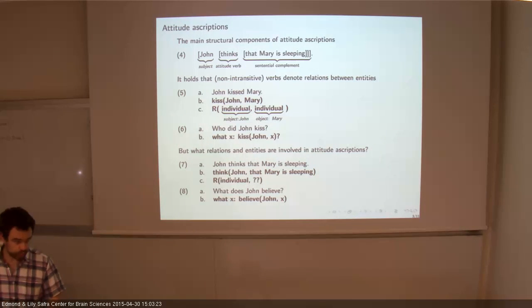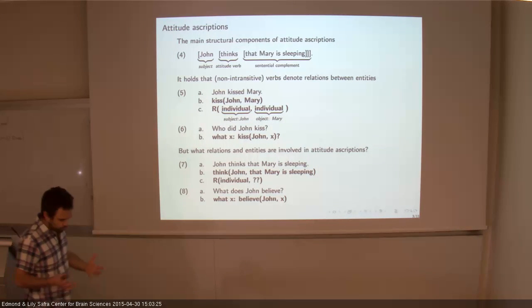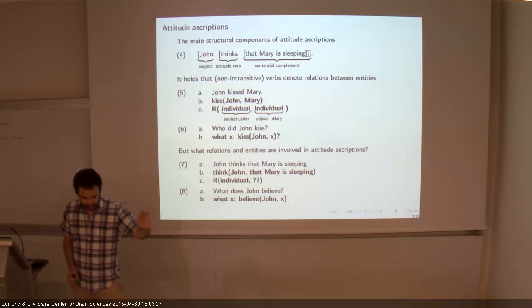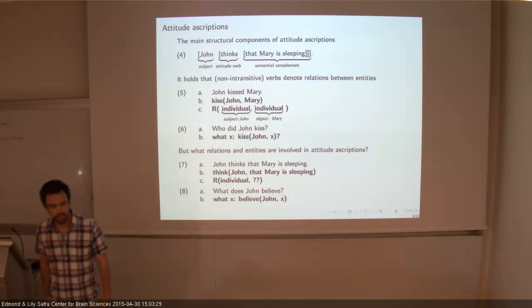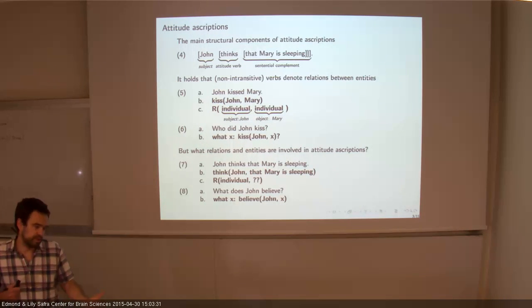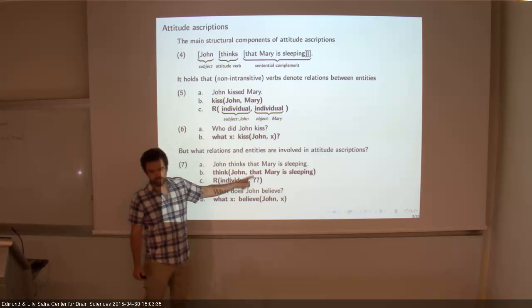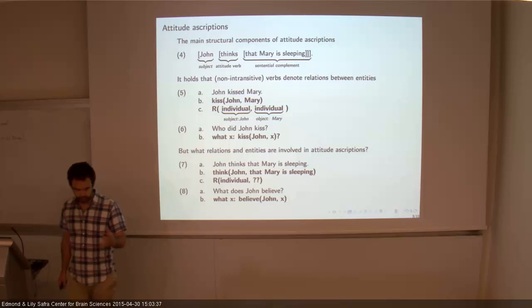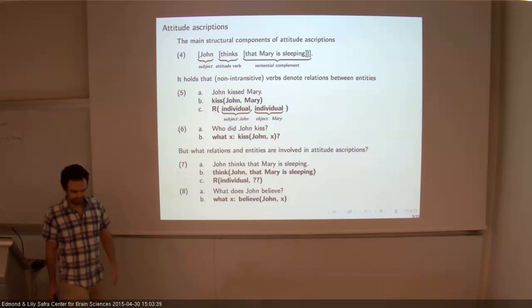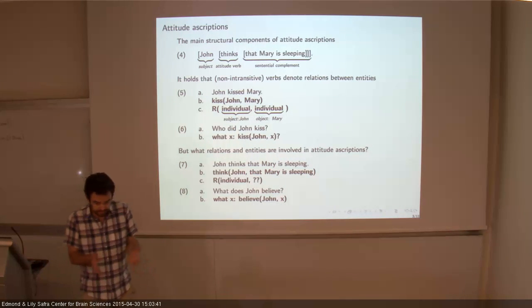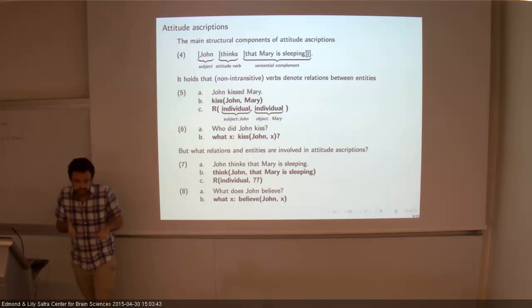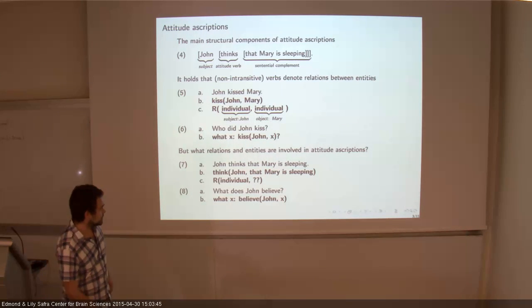But unlike with John, who we know is that specific individual, we don't really know, or at least I haven't told you yet, what the second object is that's the argument of the relation thinks. Namely, this is something that the sentence should pick out. So what does the sentence that Mary is sleeping pick out?